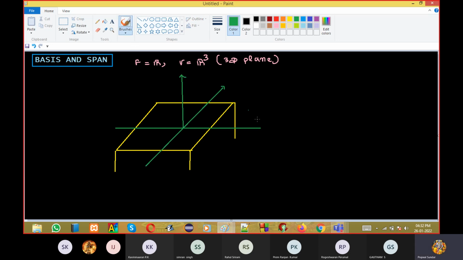This is a 3D table. Okay, this is a table. Try to visualize the table. This is the x-axis, this is the y-axis, and this is the z-axis. Okay, is it clear? Do you understand this table arrangement? Are you able to visualize?